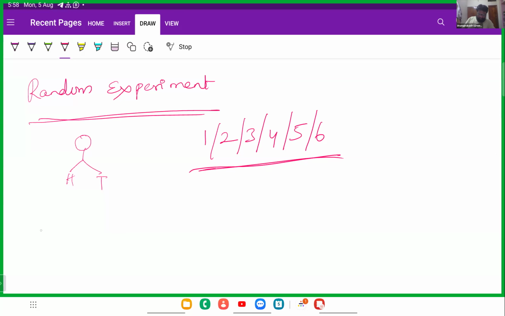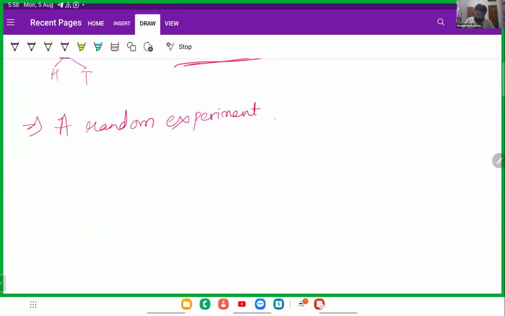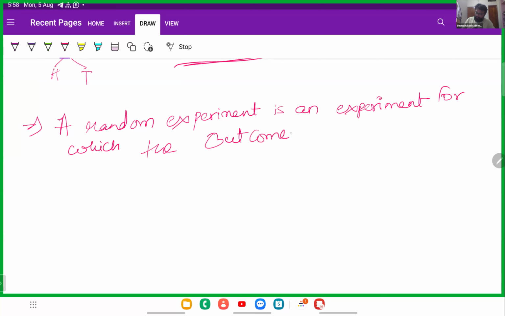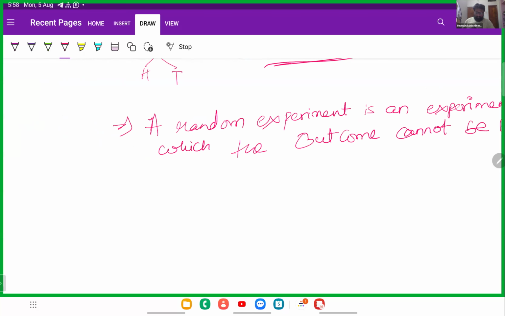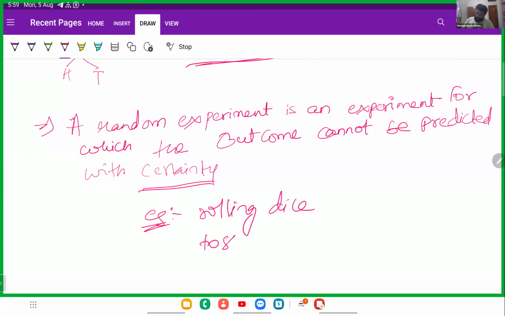So please write down. A random experiment is an experiment for which the outcome cannot be predicted. Example: rolling a dice, tossing a coin.